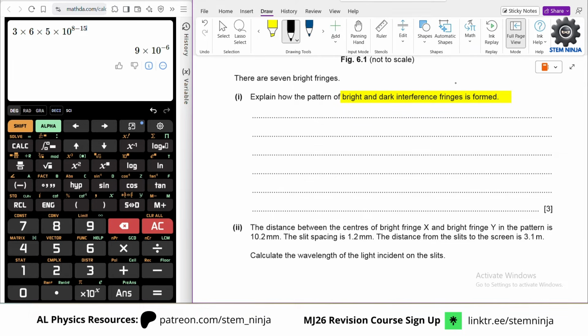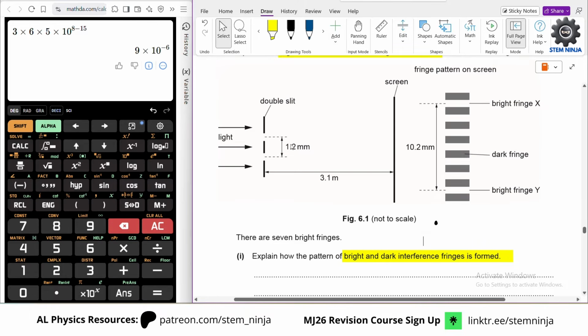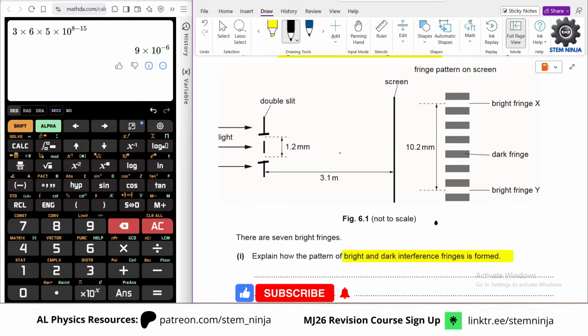Okay, so there are 3 points to this. One is the basic definition of superposition. Although the light source is one, it is diffracted and behaves like 2 sources, and the diffracted light from the double slit meets at the screen and interferes with each other, or superposes at the screen. So that is point number 1.